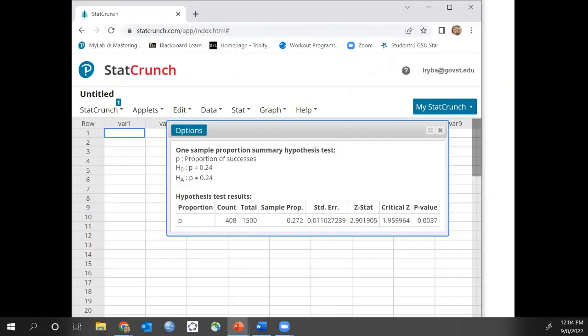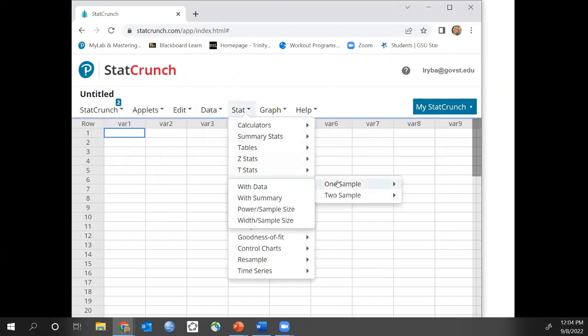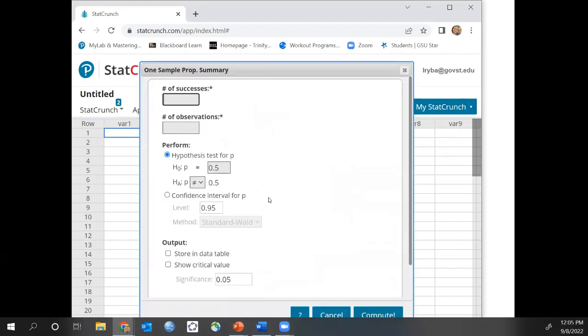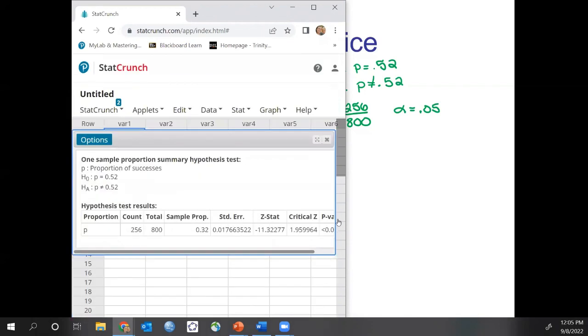I'm going to open up my StatCrunch and enter all my information. Proportion test, one sample, summary. All right, I'm going to make this a little smaller so I can see what I wrote over there. 0.52 doesn't equal 0.52. We had 256 out of 800. We are still using 0.05, and then we're going to compute.